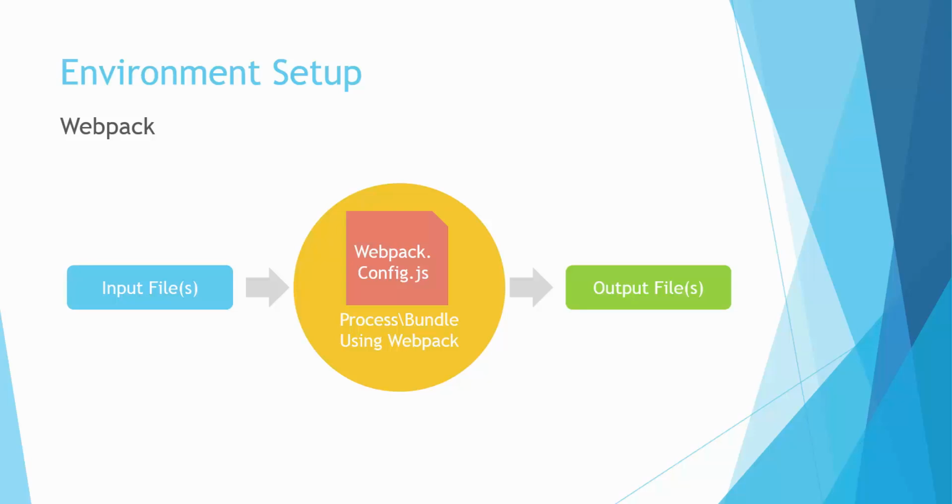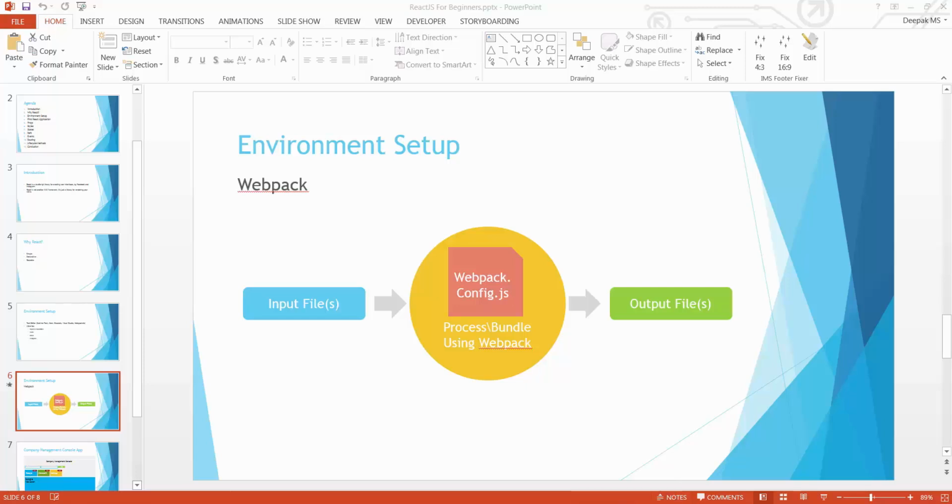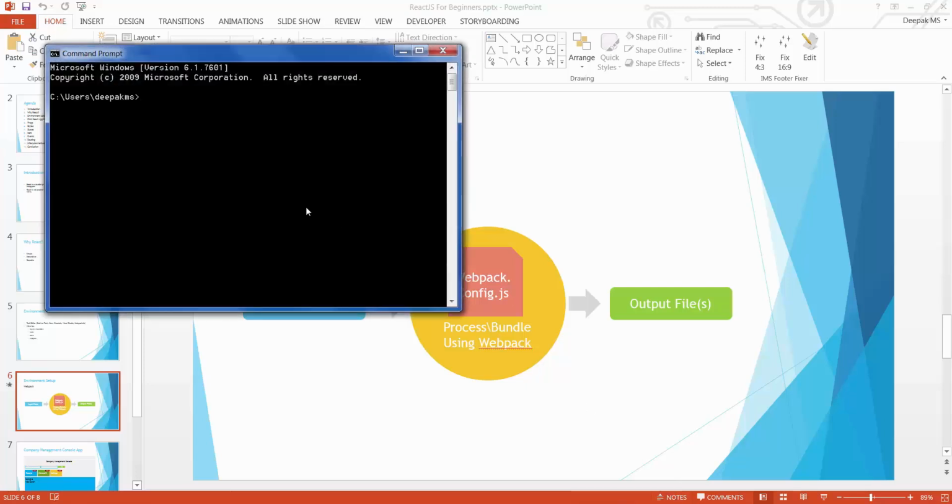Let's see a simple example in action to demonstrate how we can use Webpack to create a single JavaScript file. First off, open your command prompt and install the package called Webpack. You can install it with the command npm install, or just i, both are the same. Webpack, the package name, -g, which stands for global. So this says that Webpack should be installed globally.